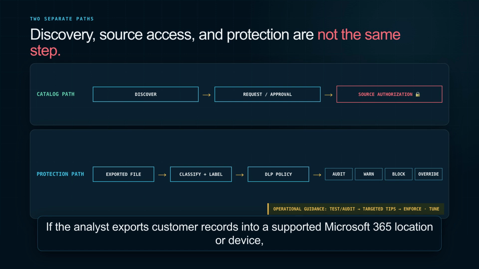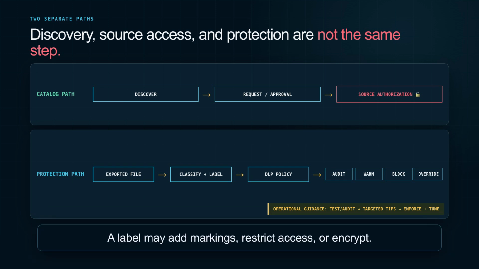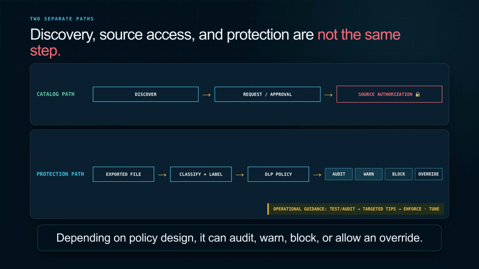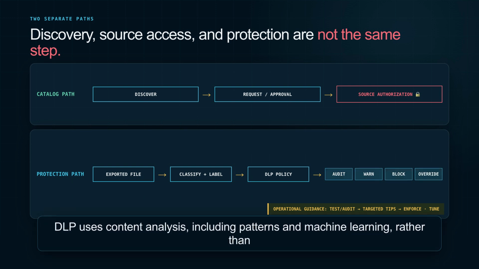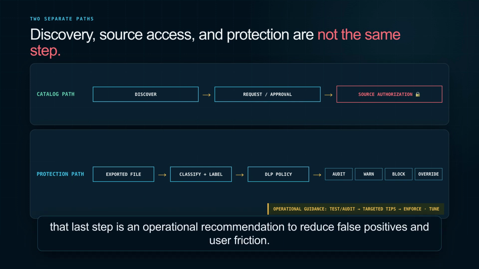If the analyst exports customer records into a supported Microsoft 365 location or device, information protection can classify sensitive content and apply a sensitivity label. A label may add markings, restrict access, or encrypt. A DLP policy then evaluates the content, location, conditions, and activity. Depending on policy design, it can audit, warn, block, or allow an override. DLP uses content analysis, including patterns and machine learning, rather than relying only on exact keywords. Roll policies out in stages and tune them. That last step is an operational recommendation to reduce false positives and user friction.